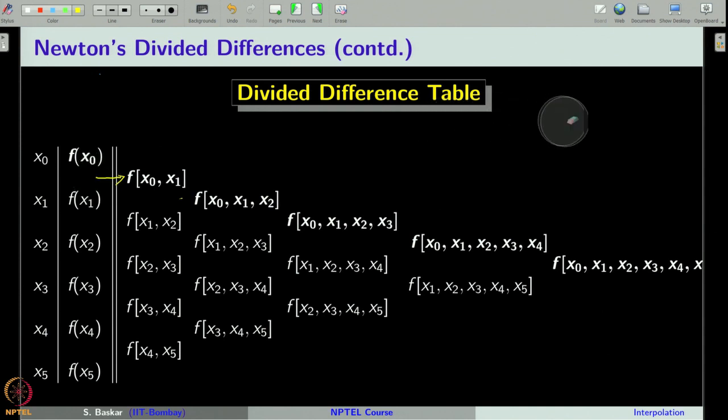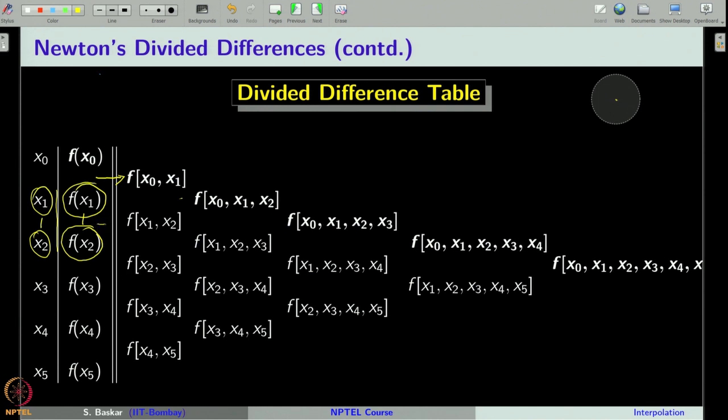Similarly, f of x 1 comma x 2 is obtained by taking the difference between this number and this number divided by this minus this, and that has to be written in between these two numbers. Similarly, all the other elements should also be computed with the same idea.